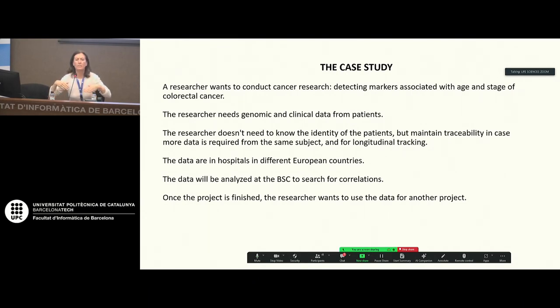The data are in hospitals in different places, also in other countries of Europe, so you don't have the data. You have to ask for the data. You are going to analyze that data, and you want to keep the data after the project.